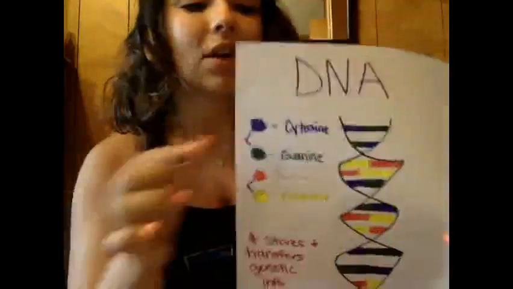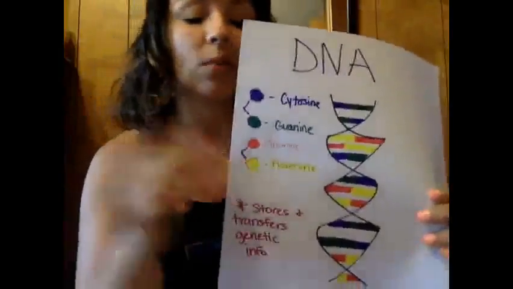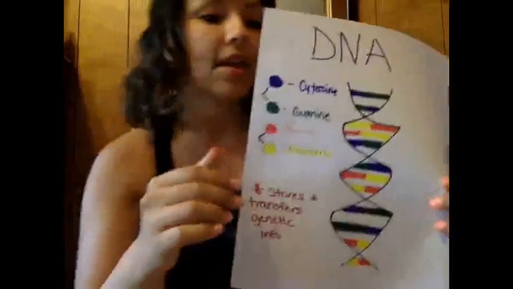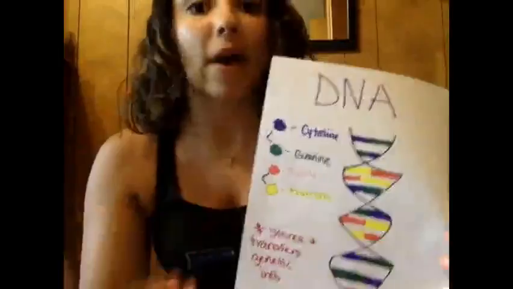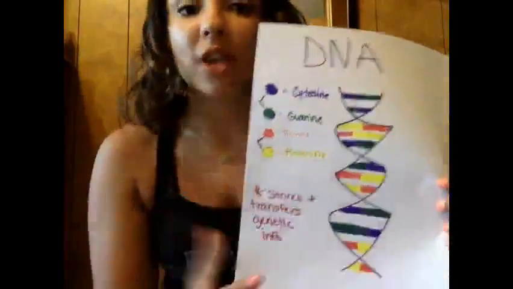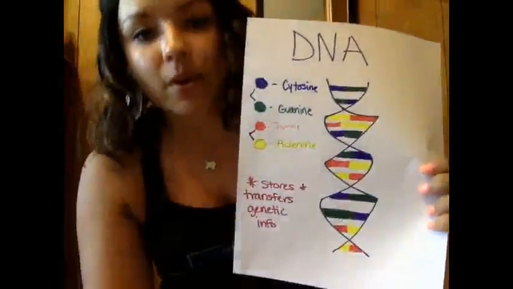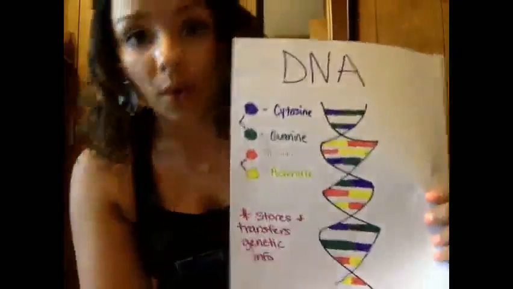Basically, cytosine and guanine are always going to be paired together, and thymine and adenine will always be paired together in DNA. The purpose of DNA is that it stores and transfers genetic information. So everything about you, from your eye color to your hair color, is stored in your genetic information inside your DNA. It's common knowledge that DNA is the reason that you're the way that you are.